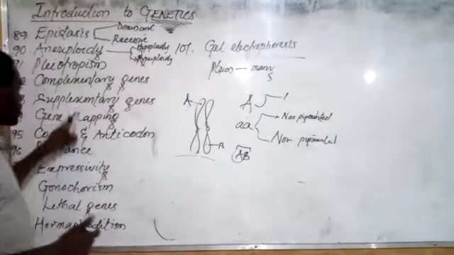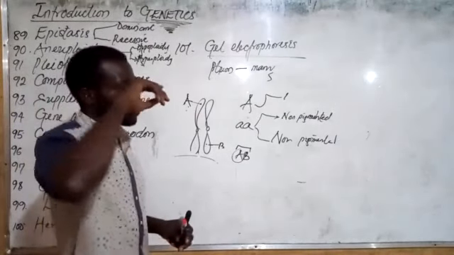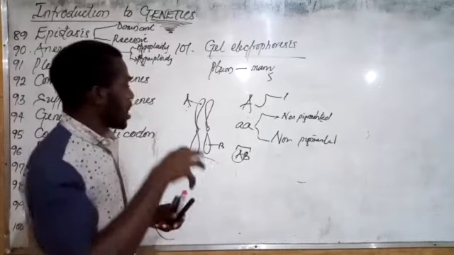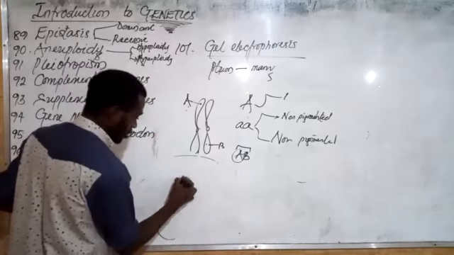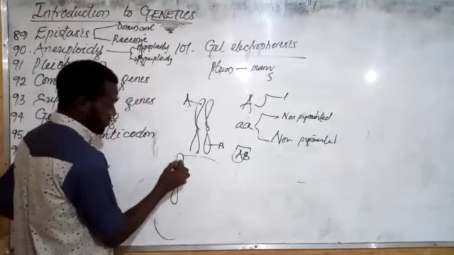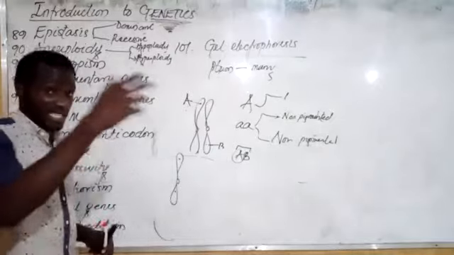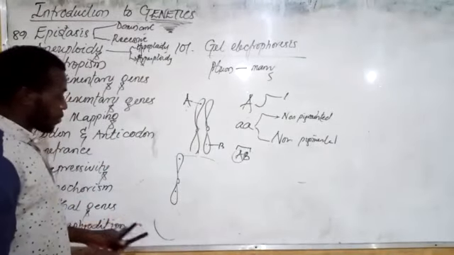So that's supplementary gene. Then gene mapping. Gene mapping is basically used to... you remember when we talked about linkage, we said that on a particular chromosome, two genes are linked if they have a propensity for... I've talked about linkage in another video, and I'll link it down below.